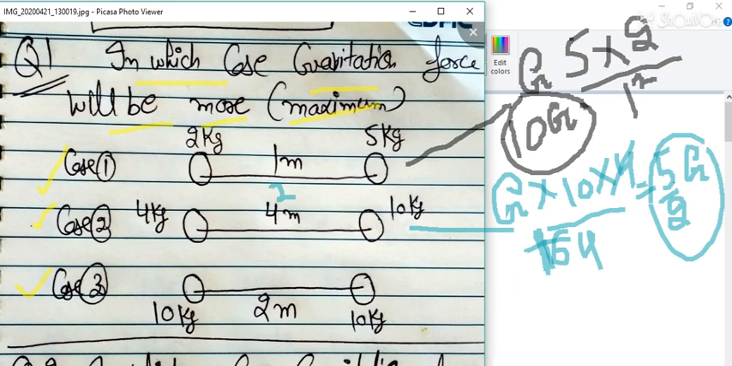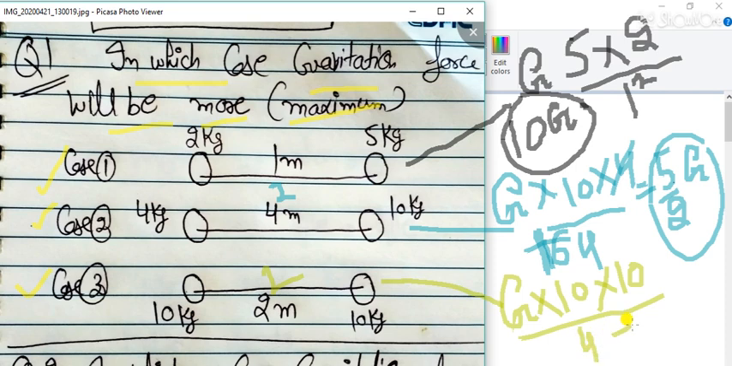Now we have another case, so I am discussing the third case with this color. I hope this is visible. Now we have G into 10 into 10, because both the masses are of 10 kg, and here the distance square means 2 square, so in the denominator we have 4. After the calculation the result will be 100 by 4, which is 25 G.